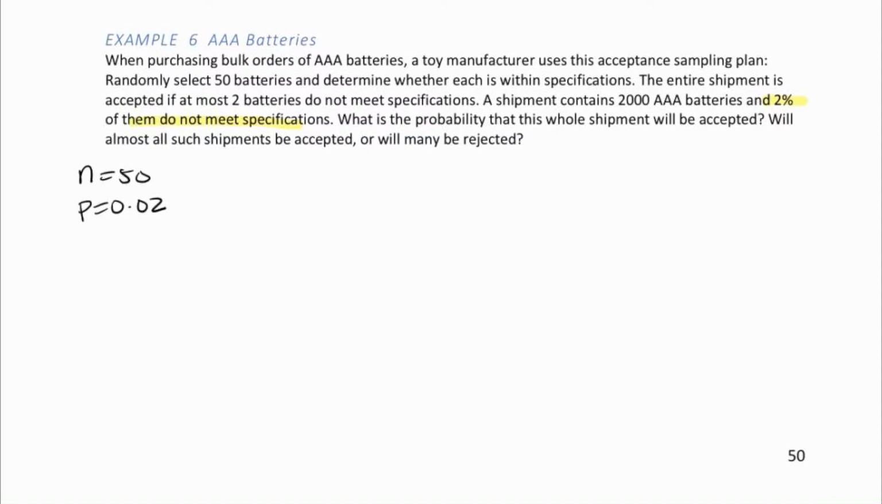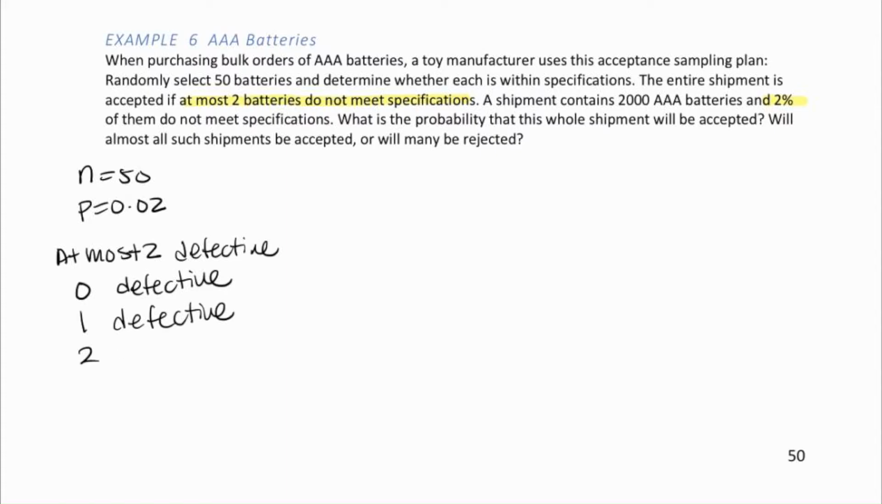And finally, what are we looking for? How many batteries are we interested in? So they write at most 2. So it's accepted if at most 2 do not meet specifications. So we're looking for at most 2 defective batteries. So 0 can be defective, 1 can be defective, or 2 can be defective. We want the probability of x equals 0 plus the probability of x equals 1 plus the probability of x equals 2. So we can use binomial PDF 3 times.